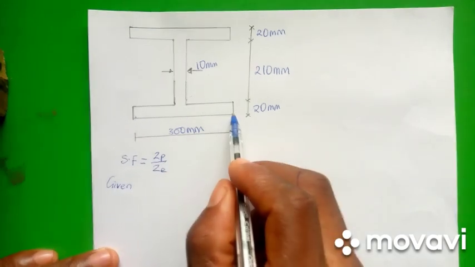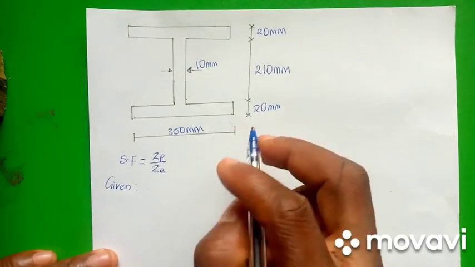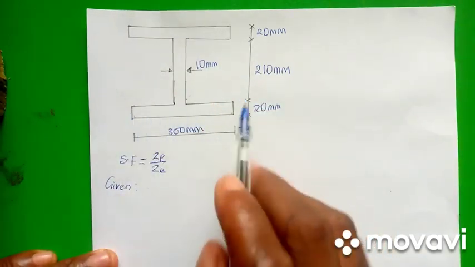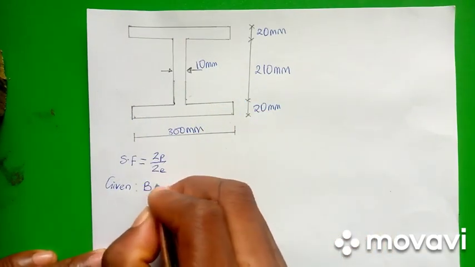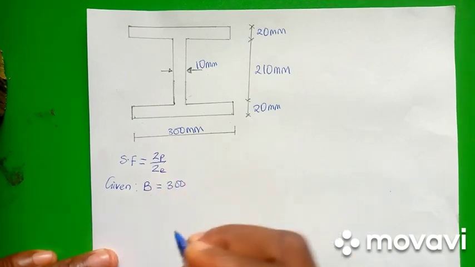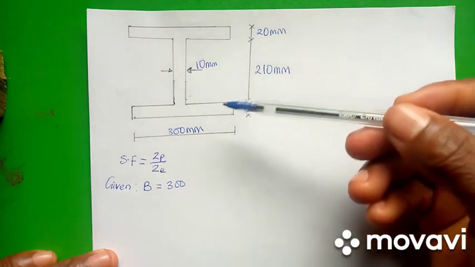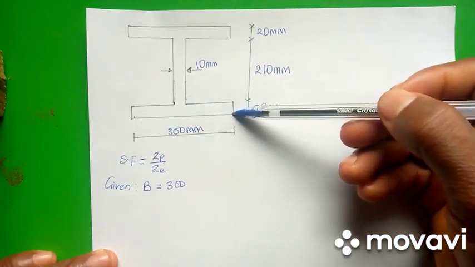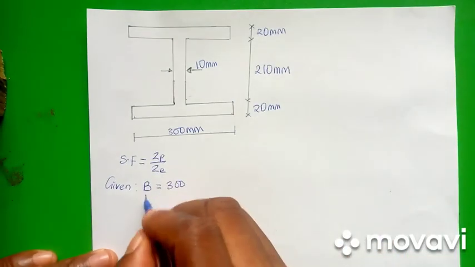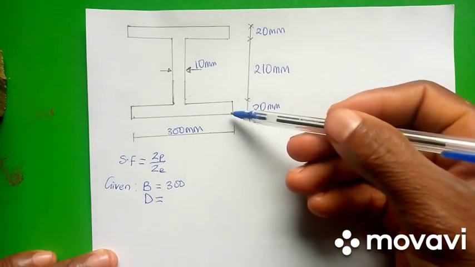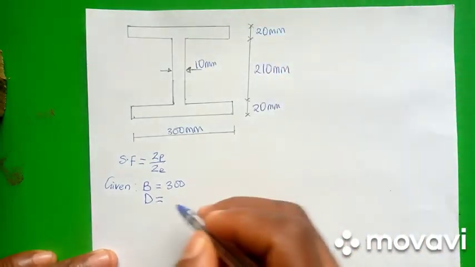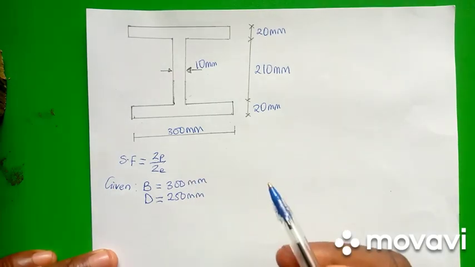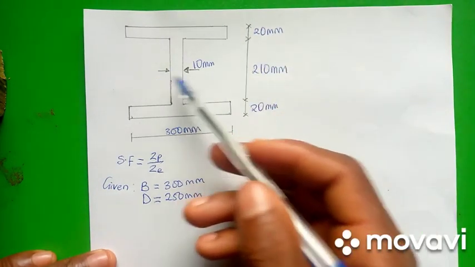From here to here, that is the flange, is 300 millimeter. And if you consider this as a square, this will actually be your breadth. So your capital B is same thing as 300. Then if this is considered as square also, your depth will be from here to here, and that is D. And the distance from here to here is 250. Remember, it's in millimeter.